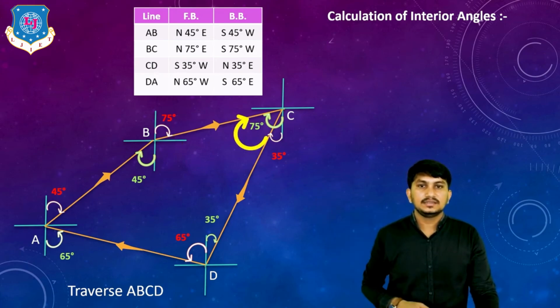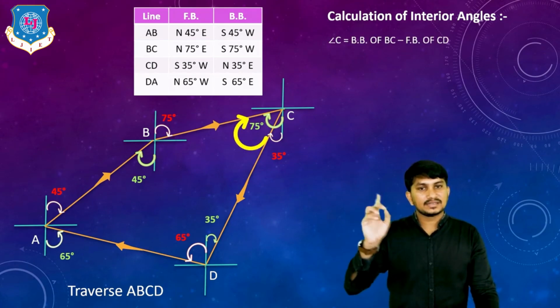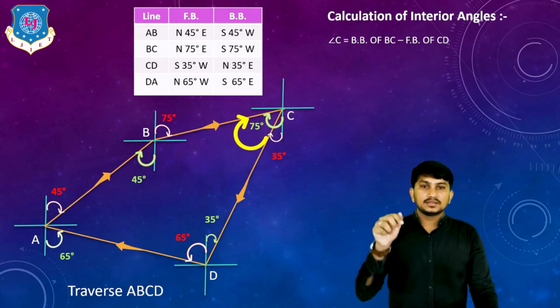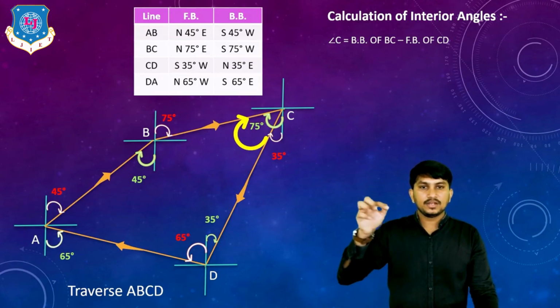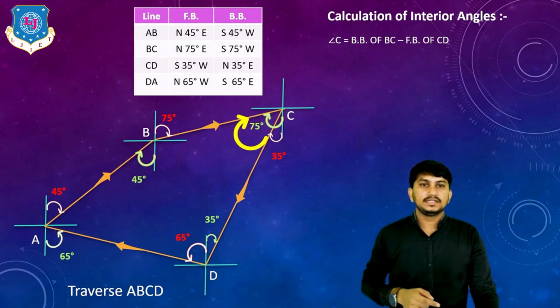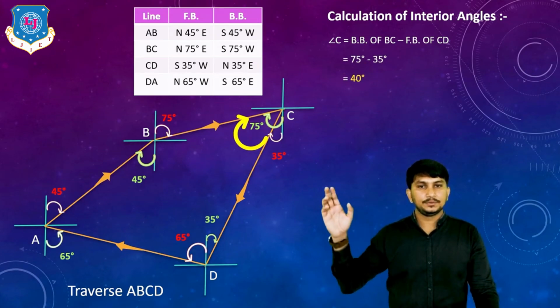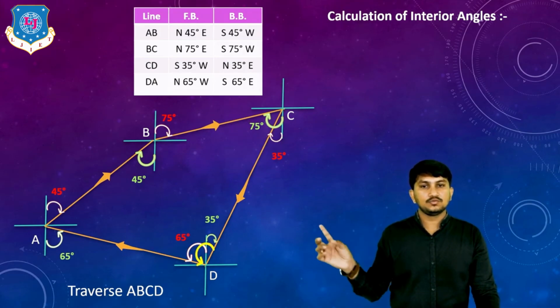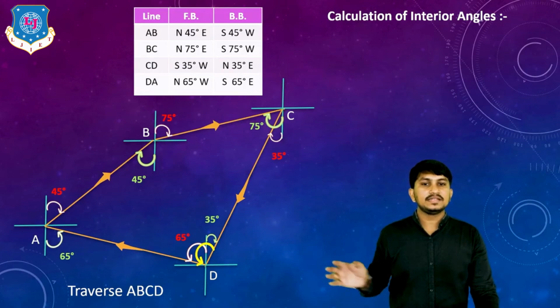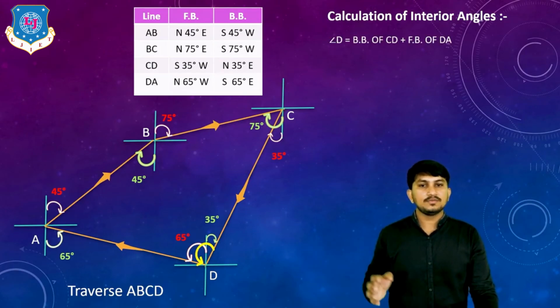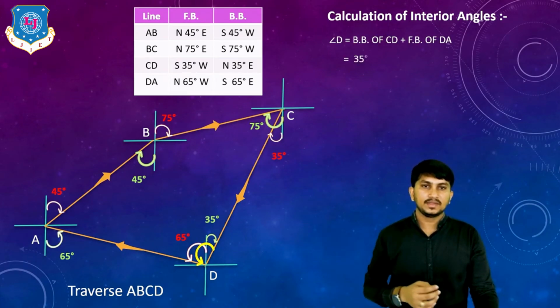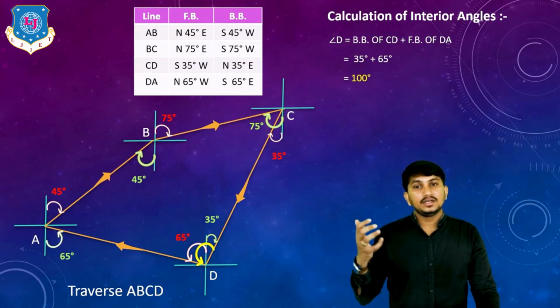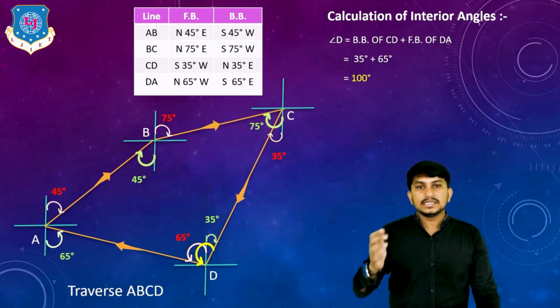Angle C, like this, we can find by 75 minus 35. 75 is the back bearing of BC, 35 is the fore bearing of CD. So back bearing of BC minus fore bearing of CD, 75 minus 35, which is 40 degree. To find angle D, we have to add these two values, 65 plus 35. 65 is the fore bearing of DA, 35 is the back bearing of CD. So angle D is equal to back bearing of CD plus fore bearing of DA, 35 plus 65, 100 degree. This is how we can calculate the interior angles of stations A, B, C and D.